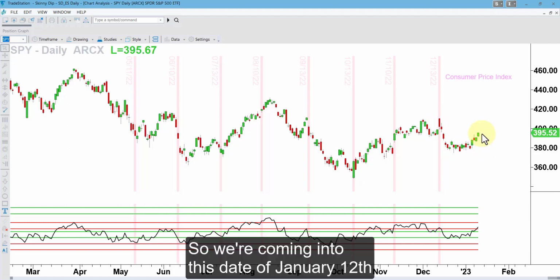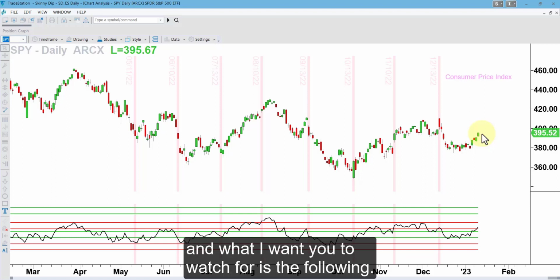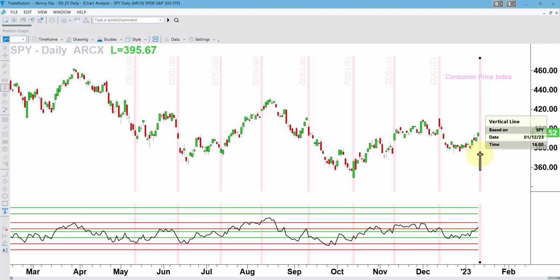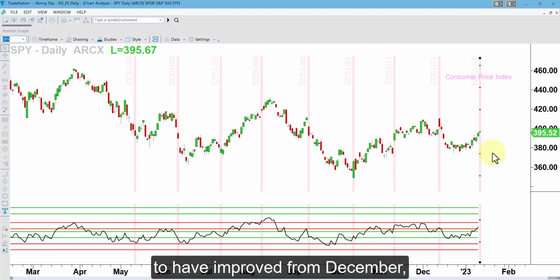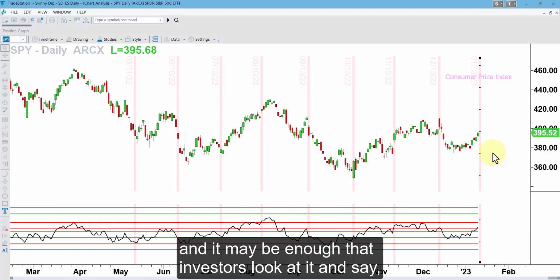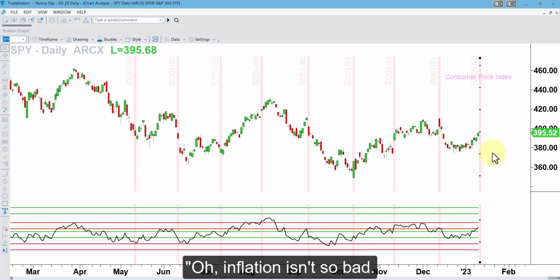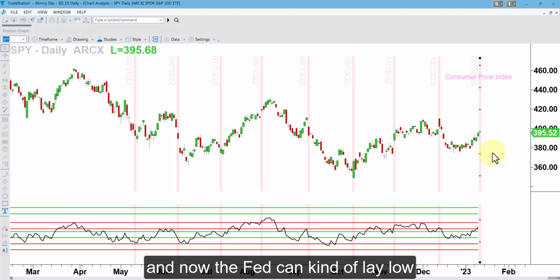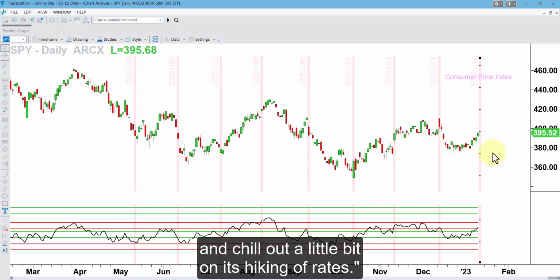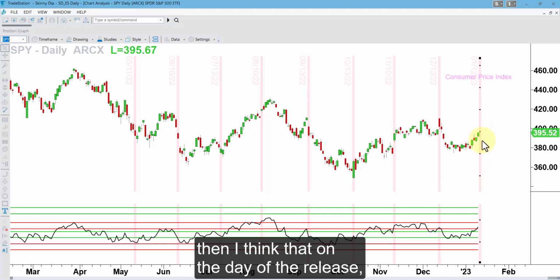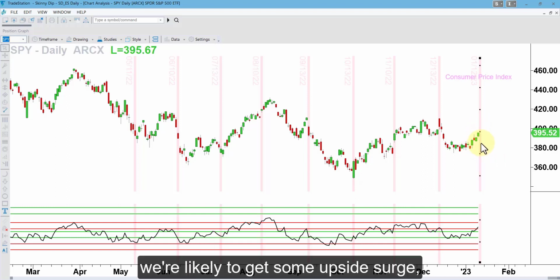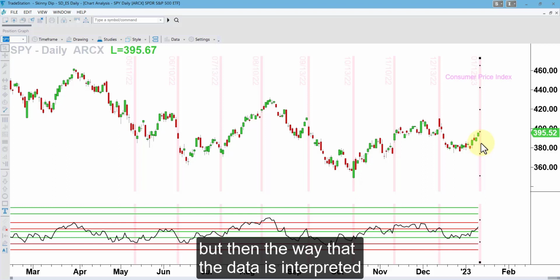So we're coming into this date of January 12th, and what I want you to watch for is the following. The expectation is for the CPI to have improved from December, and it may be enough that investors look at it and say, oh, inflation isn't so bad. We've probably hit the peak of it, and now the Fed can kind of lay low and chill out a little bit on its hiking of rates. If investors interpret it that way, then I think that on the day of the release, we're likely to get some upside surge.